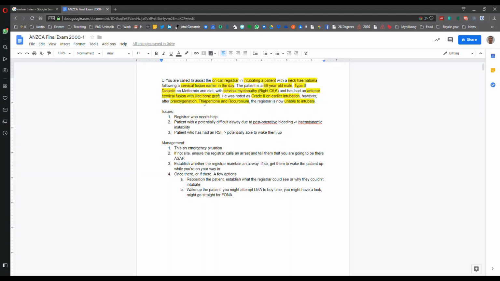So your opening statement should be something like, this is an emergency situation where clearly there is a patient with a difficult airway due to post-operative bleeding and potential hemodynamic instability. There is a registrar who needs help, and I have been called to assist him. I'm unsure whether I am on-site or off-site, and this will influence my decision making. Given it's an emergency situation, and if I'm not on site, I would ensure that the registrar calls an arrest and tell them that I am going to be there as soon as possible while I'm on my way to the car.